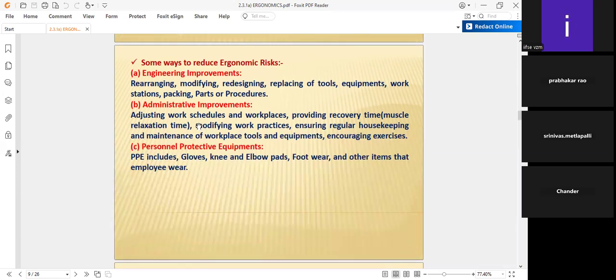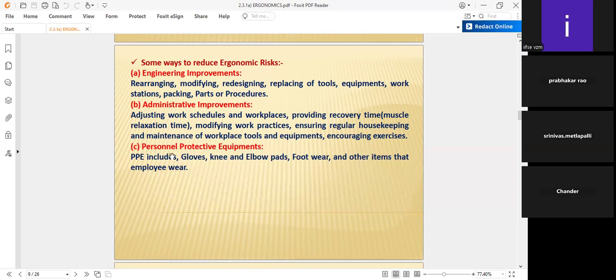We cannot ignore the policies, and we cannot ignore the legal requirements and all. Definitely we'll see that, and definitely it will be helpful for them. Ensuring regular housekeeping and maintaining workplace tools and equipment, and encouragement. All these things tell us about a scientific relationship between the man and the environment. Ultimately, by taking all these slides, the final point is the scientific relation between the man and the environment. That is what we have to see.